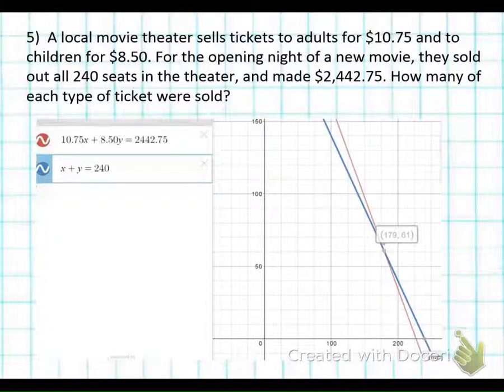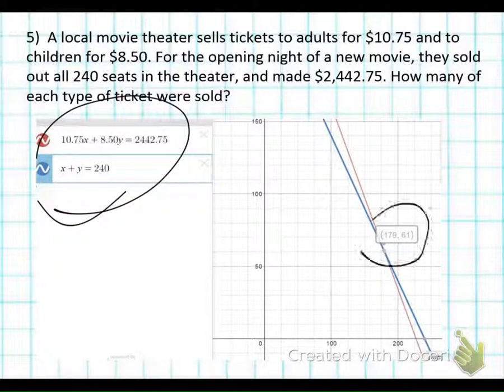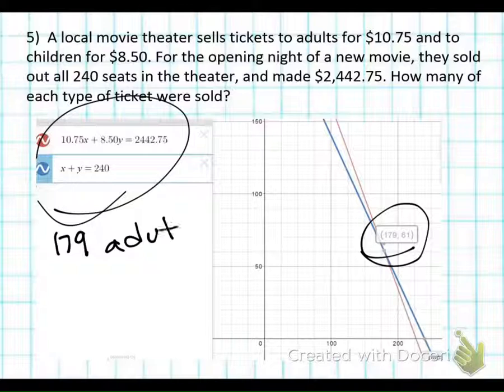Okay, and in this last example, again, we get similar equations and we can graph using Desmos to find our solution. So for this problem, this was movie tickets, so 179 adult tickets were sold and 61 student tickets.